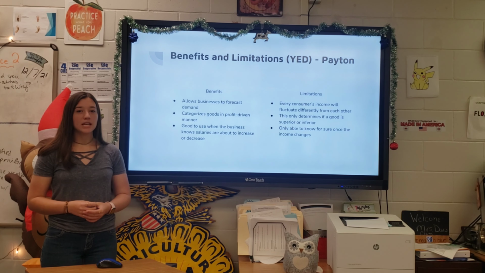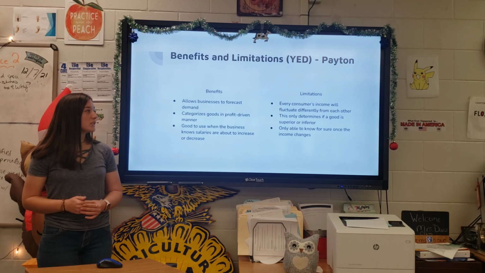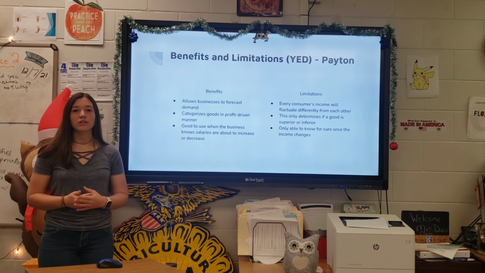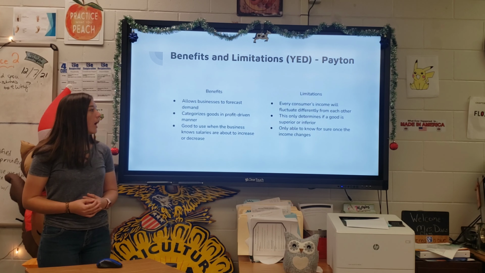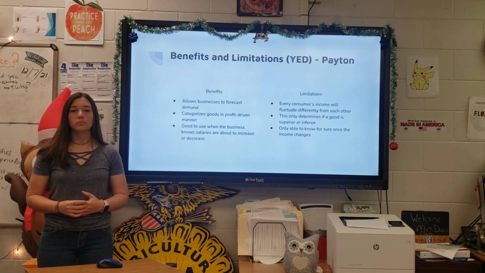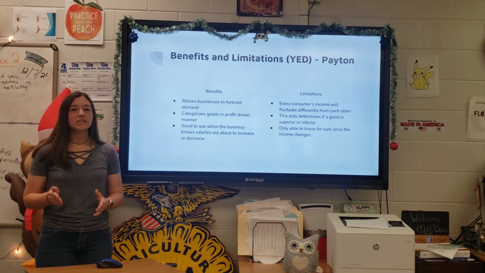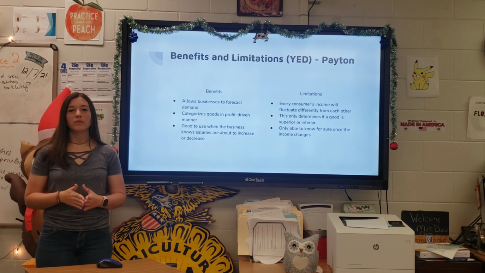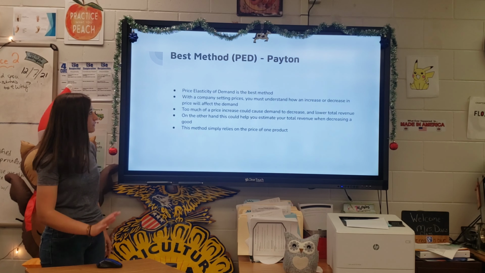Now, here are some limitations of using income elasticity of demand. Every consumer's income will fluctuate differently from each other, so it's hard to determine how this is going to affect each consumer. Also, this only determines if a good is superior or inferior, and it doesn't have anything to do with the demand of the product. Also, this is only able to be known for sure once the income changes, so it's hard to do before the income changes. You only have to do it once the income changes.